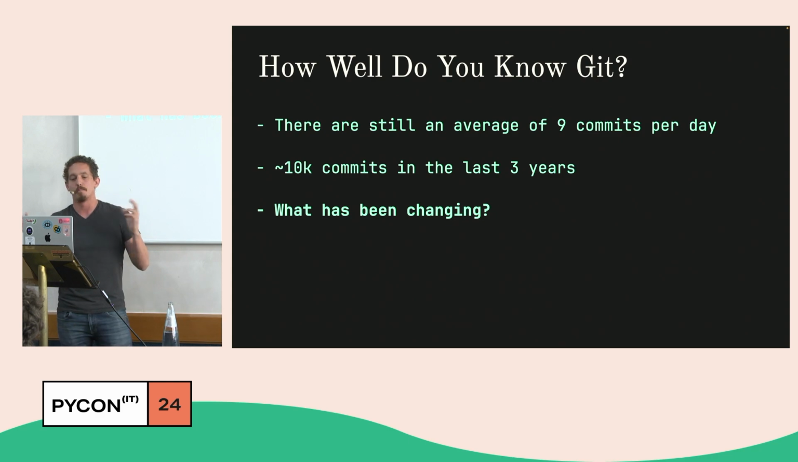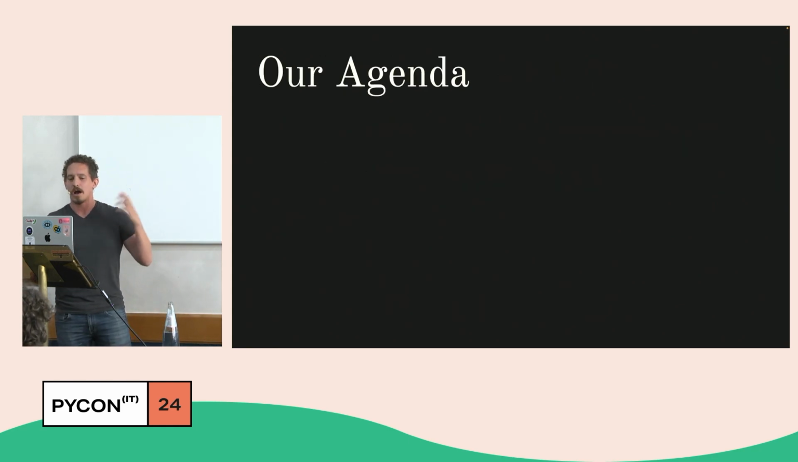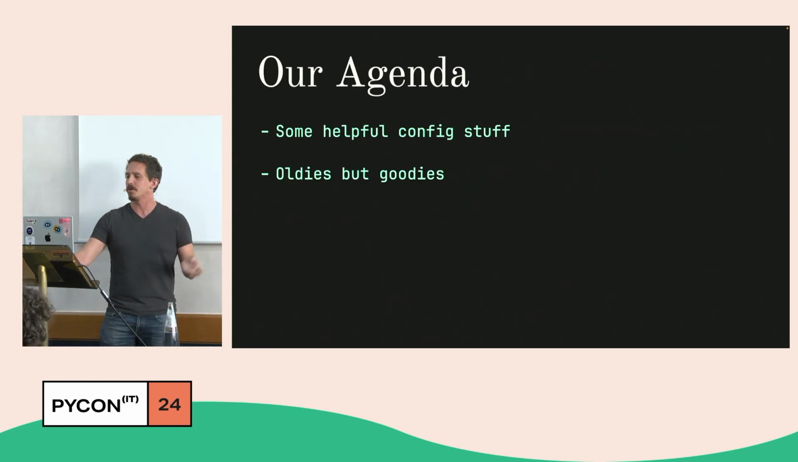But it's a very active project, right? There's still almost 10,000 commits in the last 3 years. So what has been happening? What I really want to do is kind of go over that. So this is our agenda.